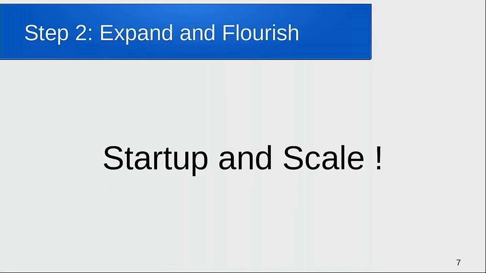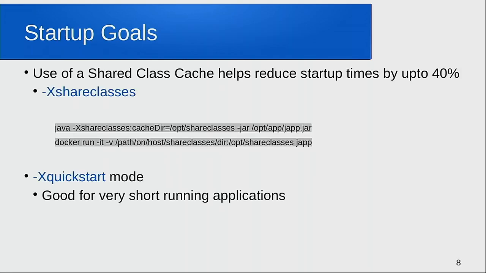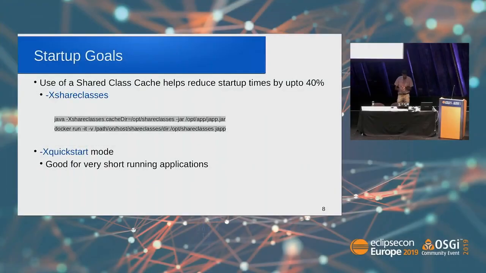Okay, so moving on. Now that you have created the most optimal size of the Docker image, and of course the startup part as well. So I think I've already covered this. Using the shared class cache allows you to get the best startup, or reduces the startup by about 40%. There's another mode here, which is the quick start. You can use that if it's a short running application. Things like serverless use cases probably would be a good fit. But if your application is a long running one and you're worried about throughput, quick start probably is not so good.